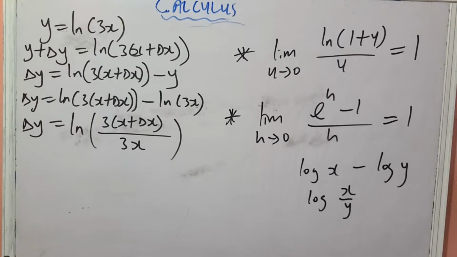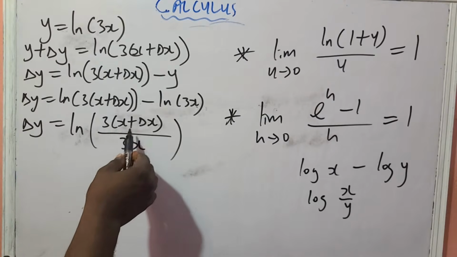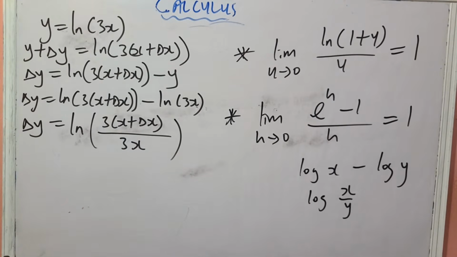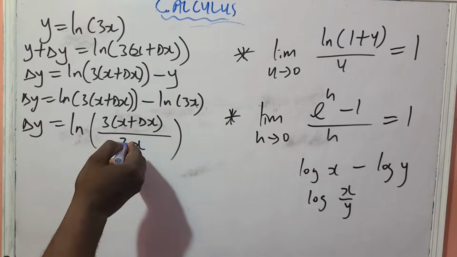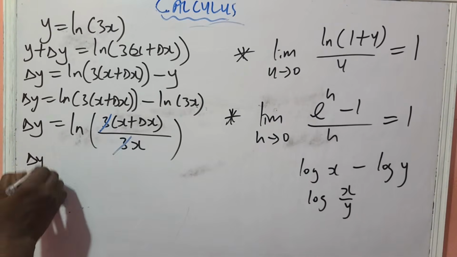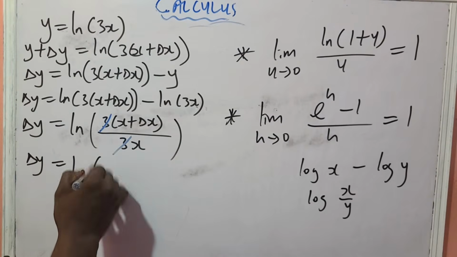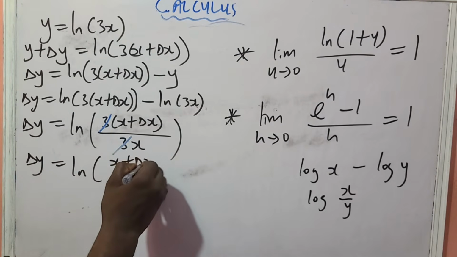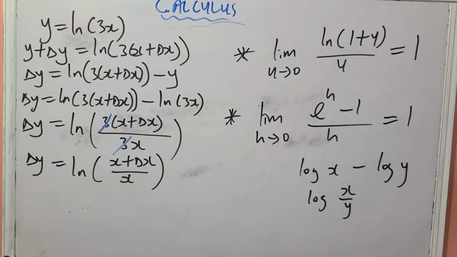Now, I'm also sure that you agree with me that under algebra, I can cancel 3 out here. I've not done anything wrong if I decide to cancel out the 3, because 3 is common here, 3 is common here. I can cancel both of the 3s out. So that means I can have this expression as change in y equals the natural logarithm of (x + change in x) over x. All right, making sense? Good.